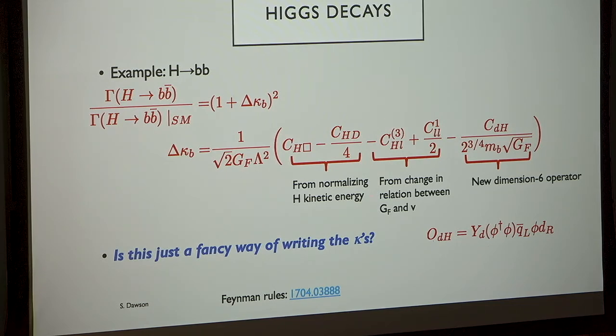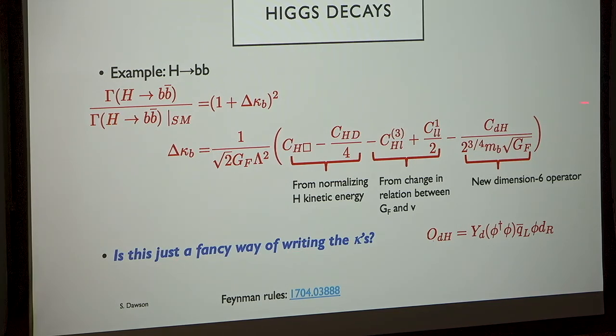These two here just come from the change in the relationship between v and G Fermi in the standard model effective field theory, so they're not very interesting. They're just saying 1 over 2v squared is G Fermi, I think, or whatever the relationship is. There's a correction to that relationship, which is these, and then you get a correction from the new dimension 6 operator. So this is the new piece here. But delta kappa b here just looks like a sum of a bunch of terms, no change in the momentum structure, nothing. So really, this is just a fancy way of writing the kappas as far as the fermions are concerned.